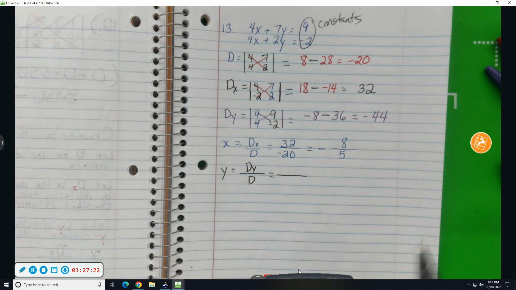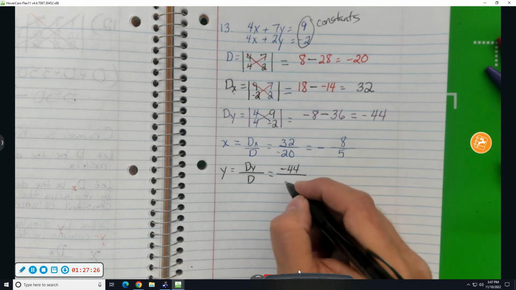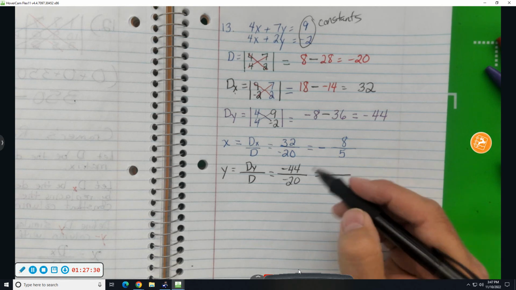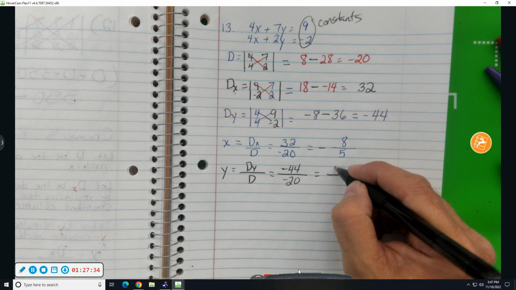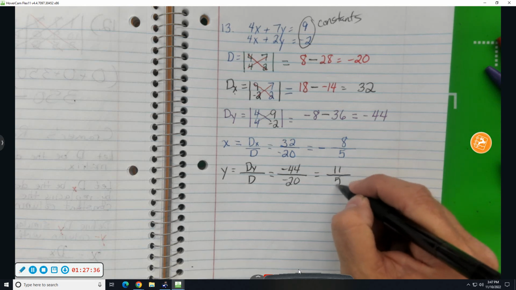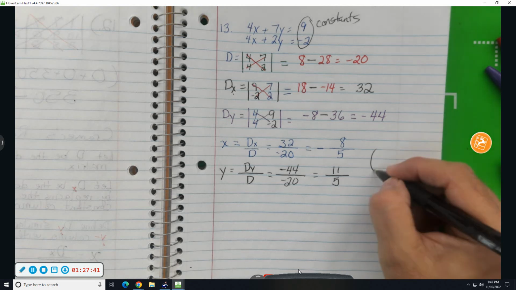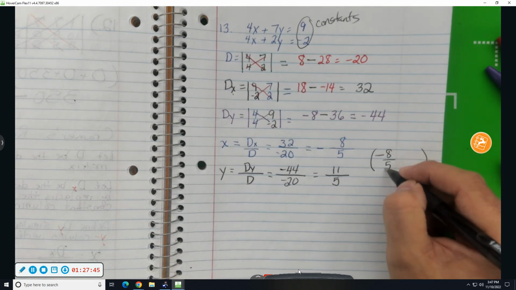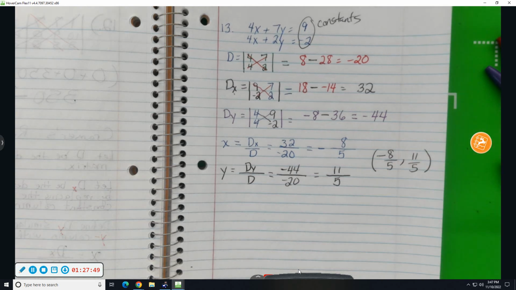The dy, negative 44 over negative 20. That's going to be a positive. You can divide by 4, so it's 11 over 5. So these two lines intersect at the ordered pair negative 8 over 5, comma, 11 over 5.